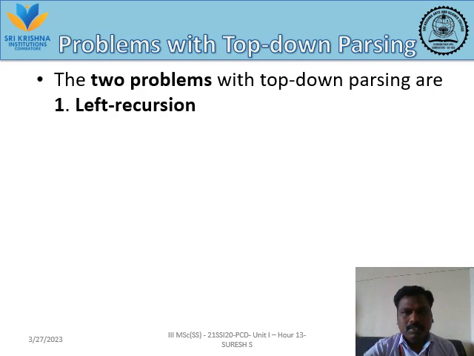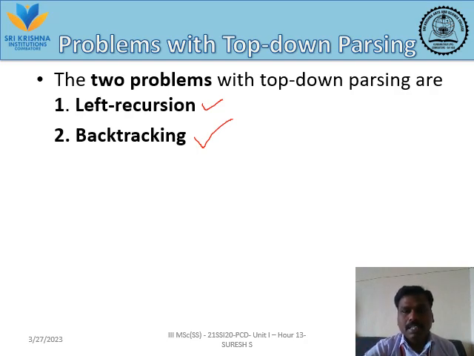So look at this, the problems with top-down parsing. There are some problems here. One is left recursion. Another one is backtracking. Most of the games, the puzzle games and all, we used to have in backtracking. We can start from the end to the top. That can also be done, but sometimes we may not reach the desired input words.